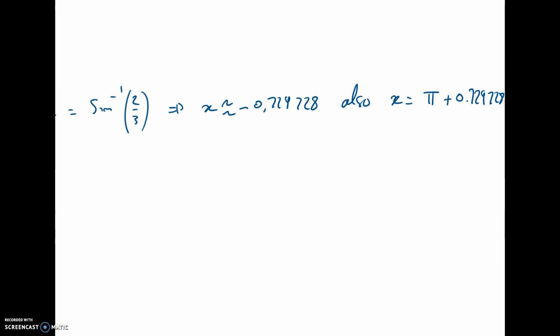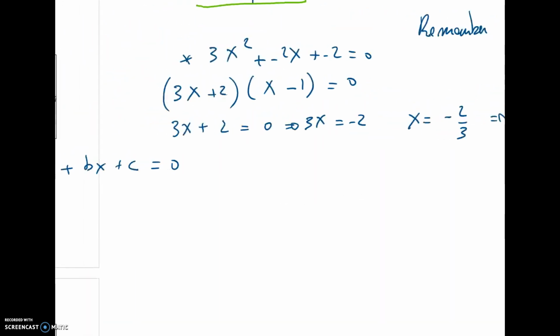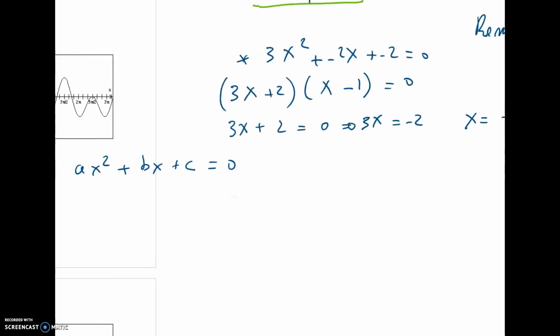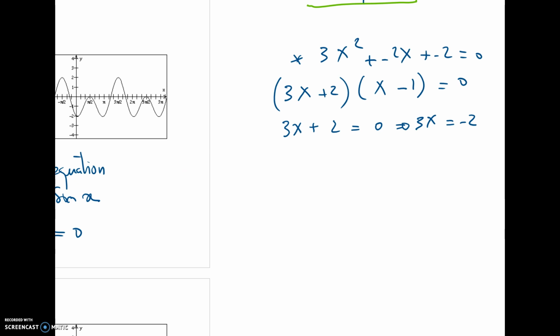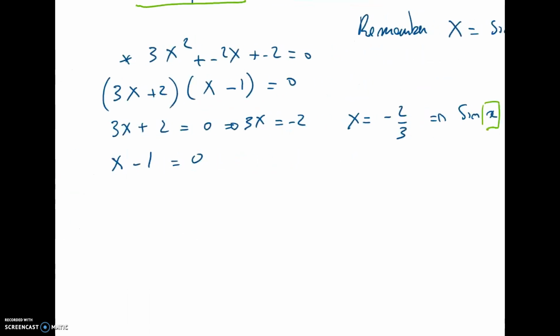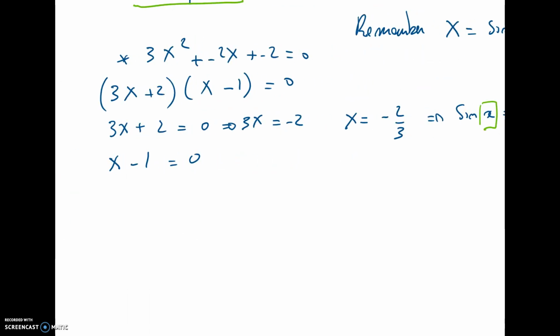Now, if I look at the other one, and actually, you know what, I'm just going to erase that right here. Like this right here, I'm going to have x minus 1 equals 0. So that means x equals 1, which is basically implying that sine lowercase x equals 1, and that means x equals pi over 2.